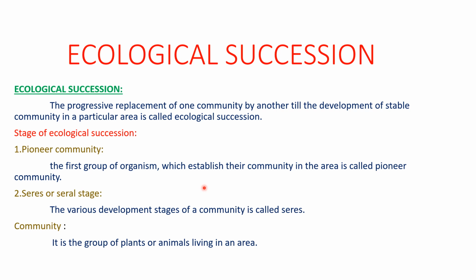The second stage is the series or serial stage. The various development stages of a community are called a series. In these sessions, the community, it tells us what a community is. It is a group of plants or animals living in an area.